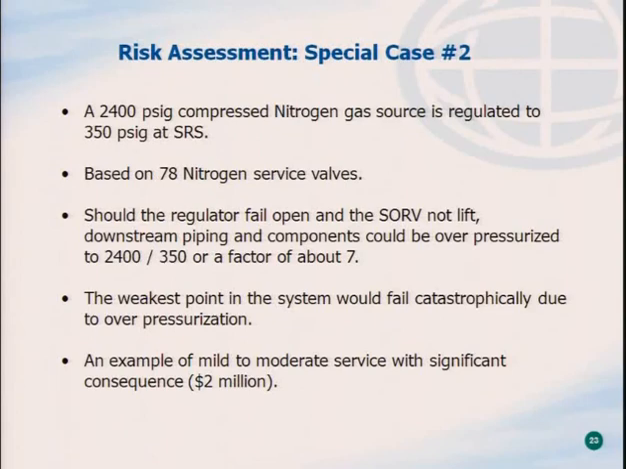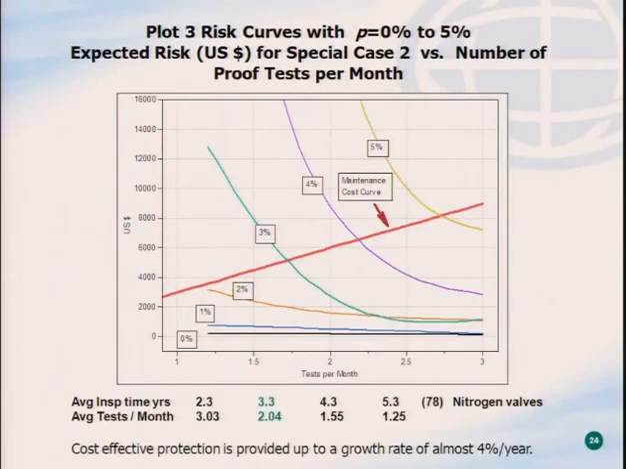Looked at a case of larger consequence. First thing to do is to try to determine average number of tests per month under the current maintenance program. And it's roughly 2 tests per month, buying protection on up to 3.25%.